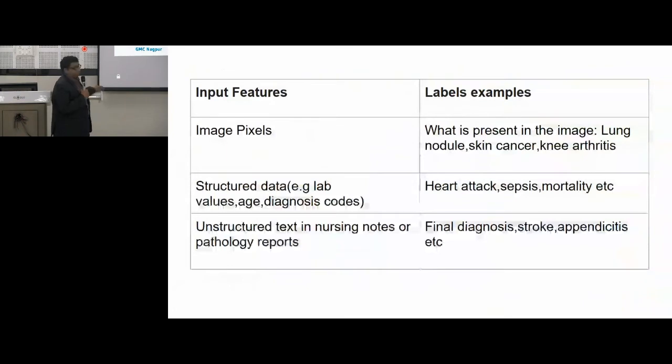So input features can be a lot of things. We can give images. So images can give outputs like whether a lung nodule is there or not, skin cancer, knee arthritis, based on those medical images. It can be structured data like lab values, age, diagnostic codes. So the labels or the answers can be if the heart attack has occurred or not, sepsis, mortality, etc. Unstructured data like in the nursing notes or pathology reports, and the labels or the outcomes can be final diagnosis, stroke, appendicitis, etc. So basically these are inputs and outputs. Various inputs can be given.